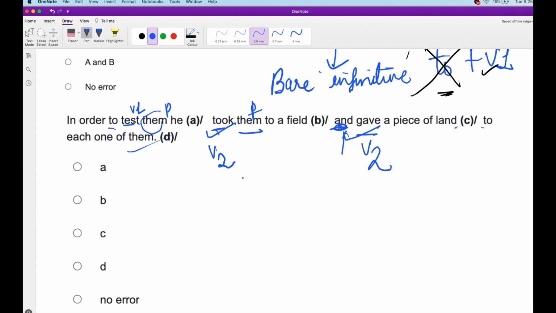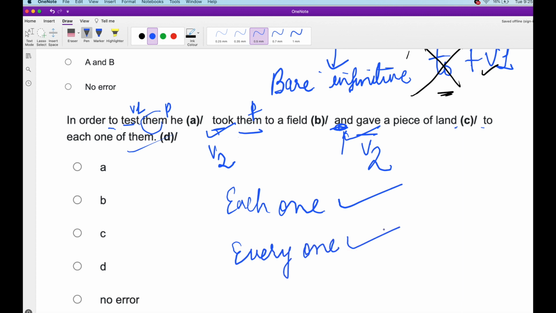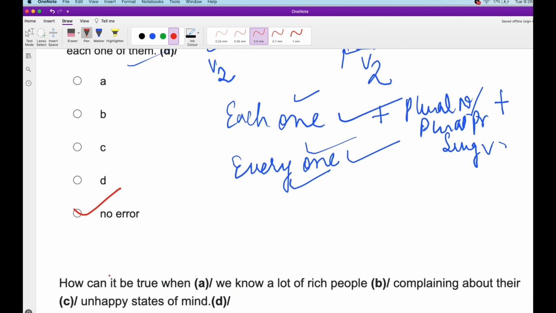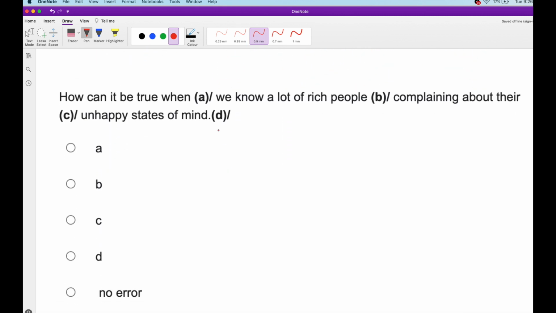Okay, so here you might get confused. So each one, everyone. These two are correct. Okay, we can use one with each, we can use one with every. Each one plus plural noun or plural pronoun plus singular verb. Similarly with everyone. Okay, so here the answer is no error. The sentence is correct. Next, how can it be true when we know a lot of people?